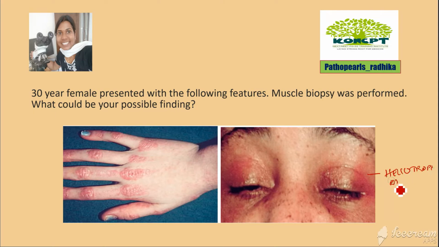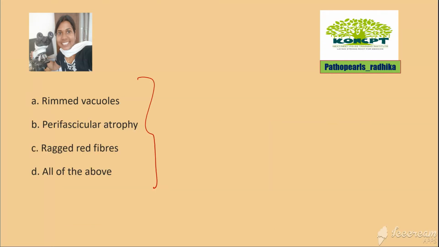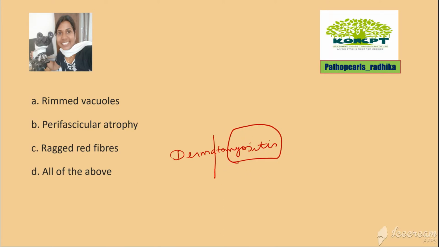I hope now you can guess what's the diagnosis. So you have heliotrope rash and Gottron's papules in a young female. So that points to the diagnosis of a condition called dermatomyositis. So as the name goes, you have dermatological manifestation plus myositis. Okay. So in a muscle biopsy, what do you see in this condition?